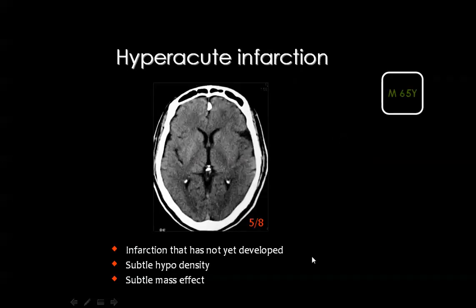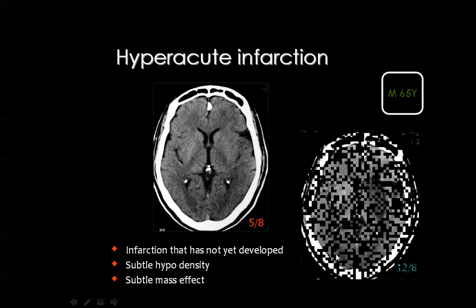Then in the era before MRI, we used to have this terminology, which is known as hyperacute infarction, or what's known as infarction in evolution. You may have a patient who is presenting with a stroke. Then you perform an immediate CT scan, and you can see that the scan is normal.